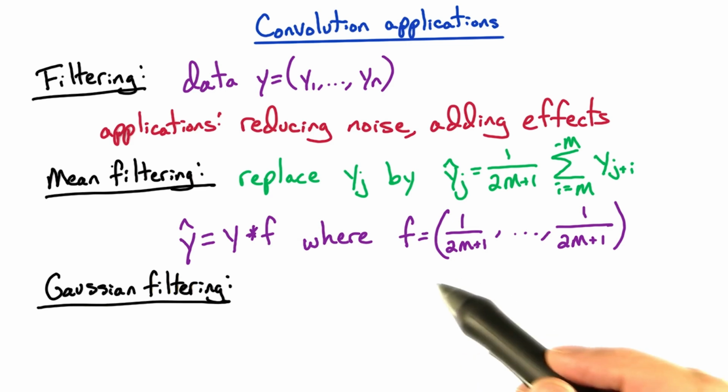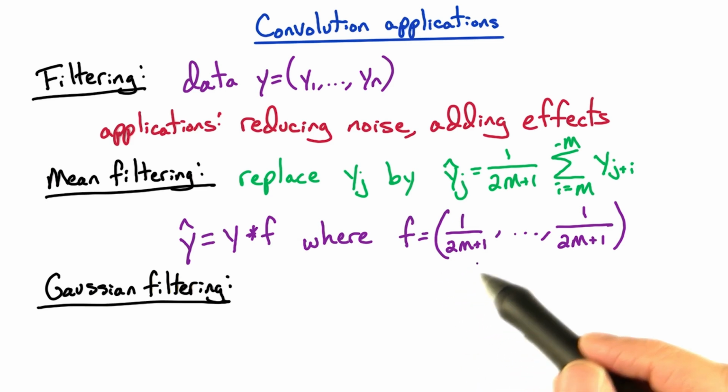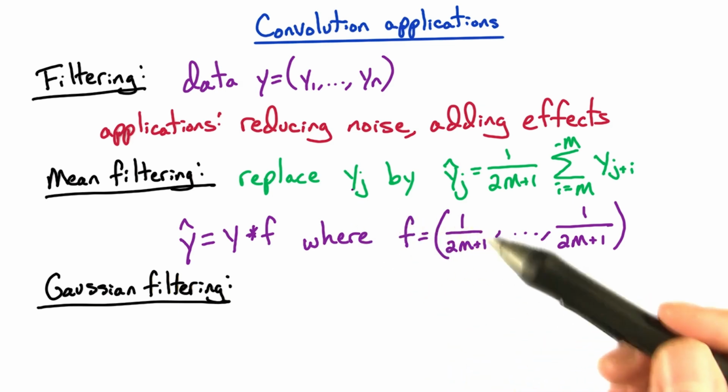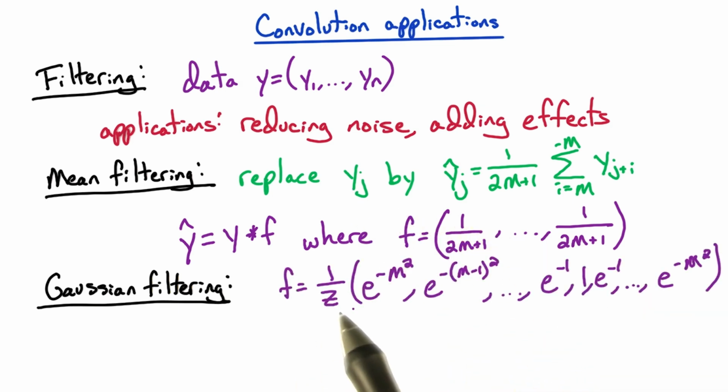For example, we can replace this vector f by a Gaussian function. In this way, points nearby yj are given more weight. In particular, a Gaussian filter uses the following vector. This quantity z is just a normalizing factor, so that the sum of the entries in this vector sum up to 1. Now there are many other filters one might consider.